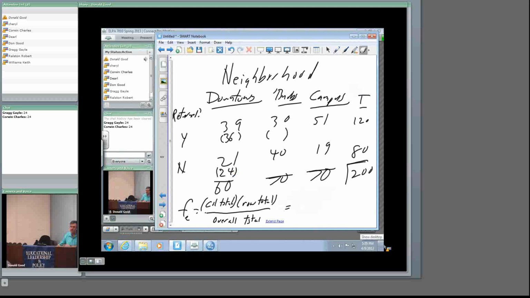You already got that figure? It's 42, did you say? Oh. Well, okay, let's do it by hand. The column total is 70. And I'm calculating where I drew the blank parenthesis. The column total is 70 times the row total is 120 divided by the overall total of 200 is 42. Yep.